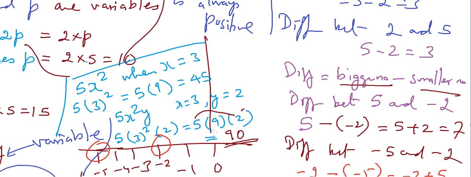You can multiply in any order. You can multiply 5 into 9 and then multiply by 2, or you can multiply 9 into 2 and then multiply the result by 5, or in any order. You'll get the same result. So addition and multiplication can be done in any order.